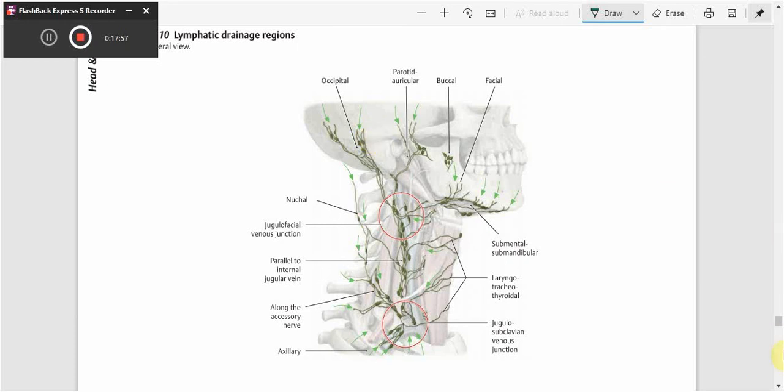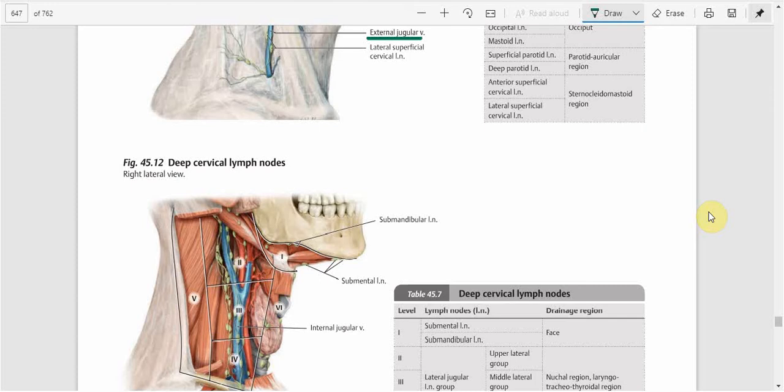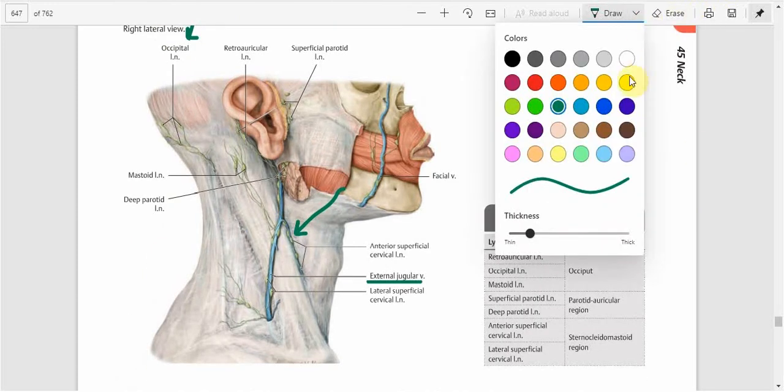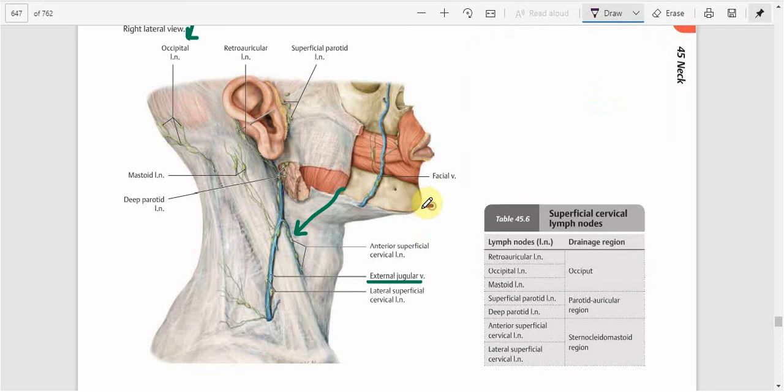Now let's talk about the anterior superficial cervical and the lateral superficial cervical lymph nodes. Now the anterior superficial cervical lymph nodes lie along the anterior jugular vein, and the lateral superficial cervical lymph nodes are lying along which jugular vein? External jugular vein. The anterior cervical nodes lie along the anterior jugular vein and are unimportant.